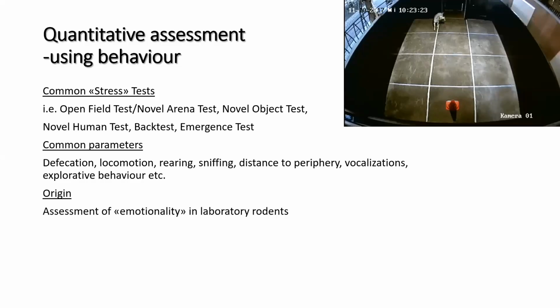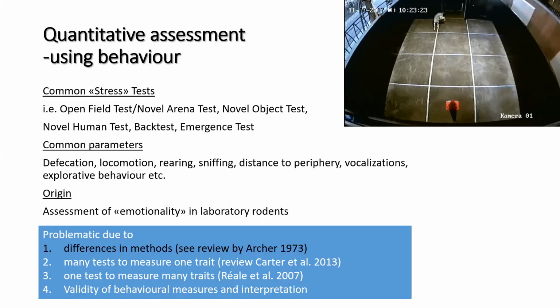Originally, however, these methods or tests have been developed to assess emotionality in laboratory rodents. This is also why these tests have to be used with caution when interpreting behavior. Rodent behavioral parameters indicative of emotionality may not be directly relevant to other species. The use of these tests is problematic for several reasons.